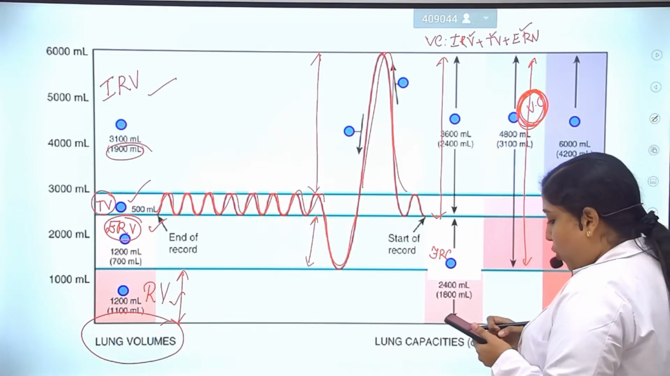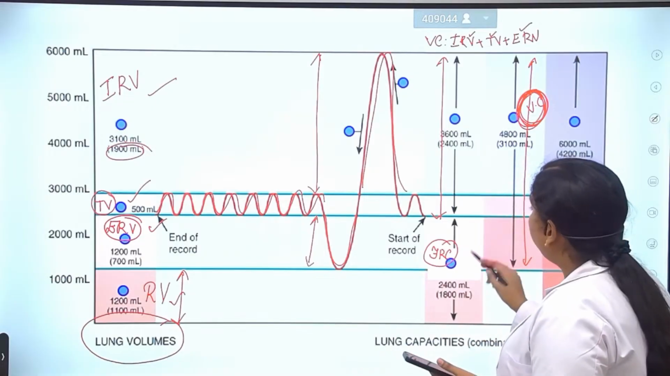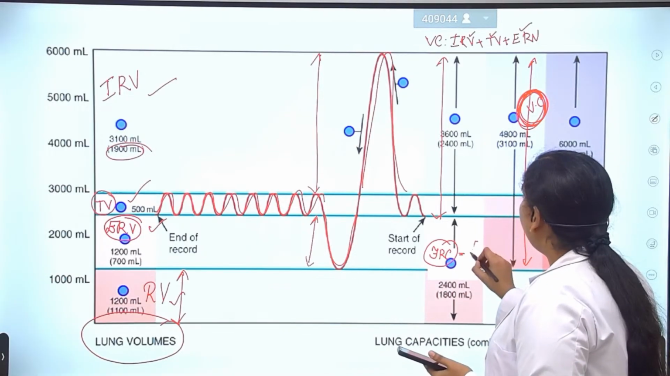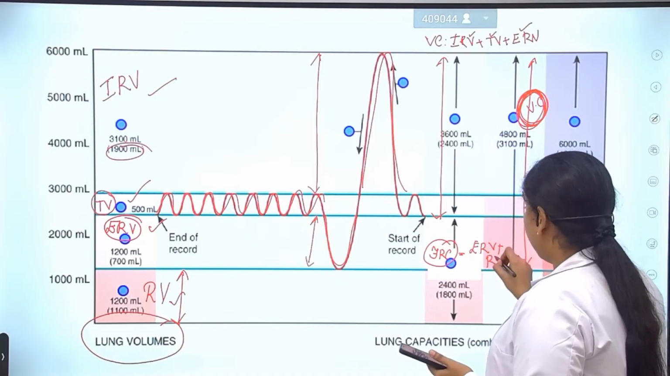Very good. So here we have the functional residual capacity. Your functional residual capacity is the combination of your expiratory reserve volume plus your residual volume.